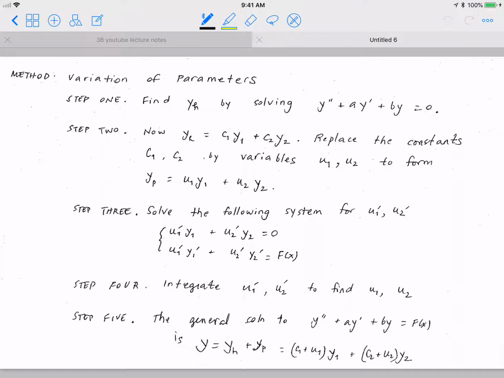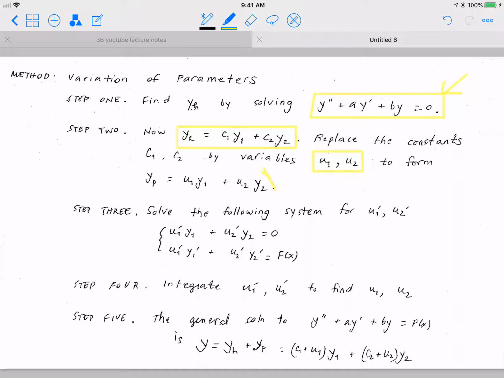Now here's our method. The method that we're going to use is the method of variation of parameters. Here's what the method consists of: 5 parts. So step 1 is to find your yh by solving the homogeneous differential equation. Step 2 is you're going to let yh equal c1 y1 plus c2 y2, right? We know that that's the general form of a solution to this homogeneous equation. So you're going to replace c1 and c2 by u1 and u2, okay? That is how you're going to form your yp.